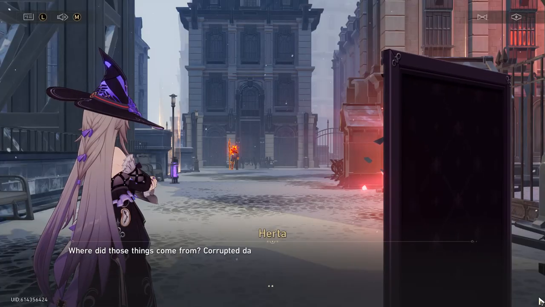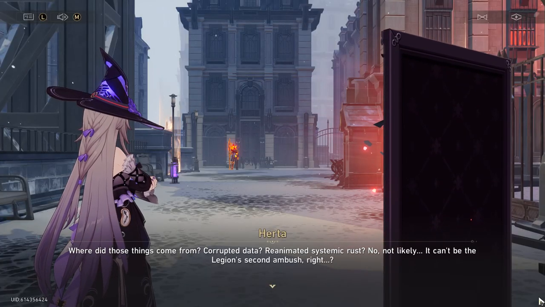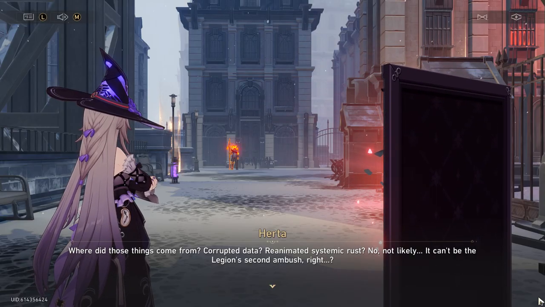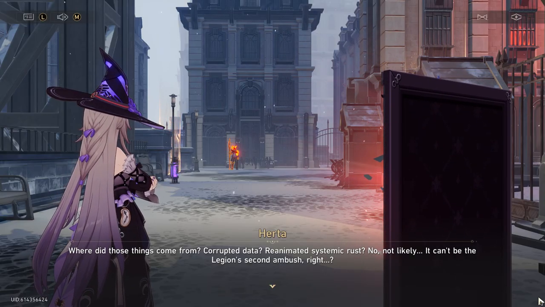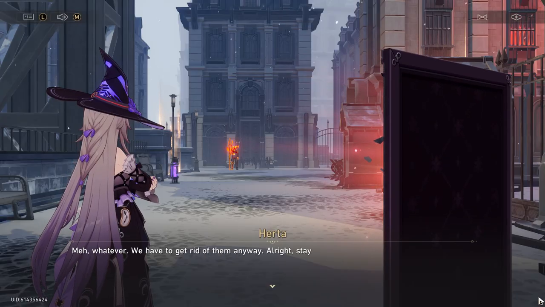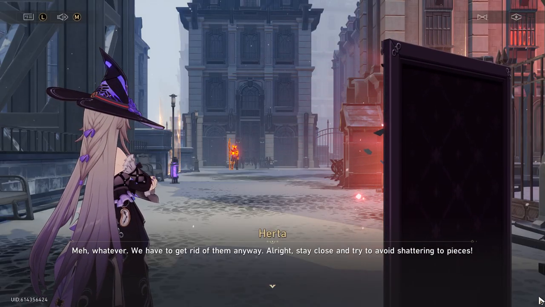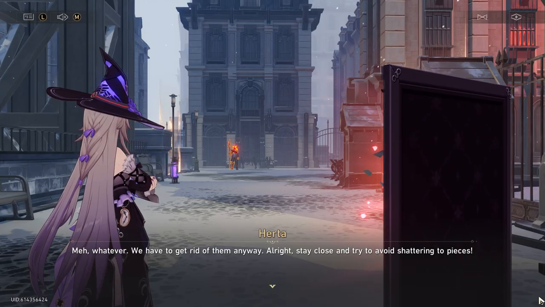Where did those things come from? Corrupted data? Reanimated systemic rust? No, not likely. It can't be the Legion's second ambush, right? Whatever. We have to get rid of them anyway. All right, stay close and try to avoid shattering to pieces.